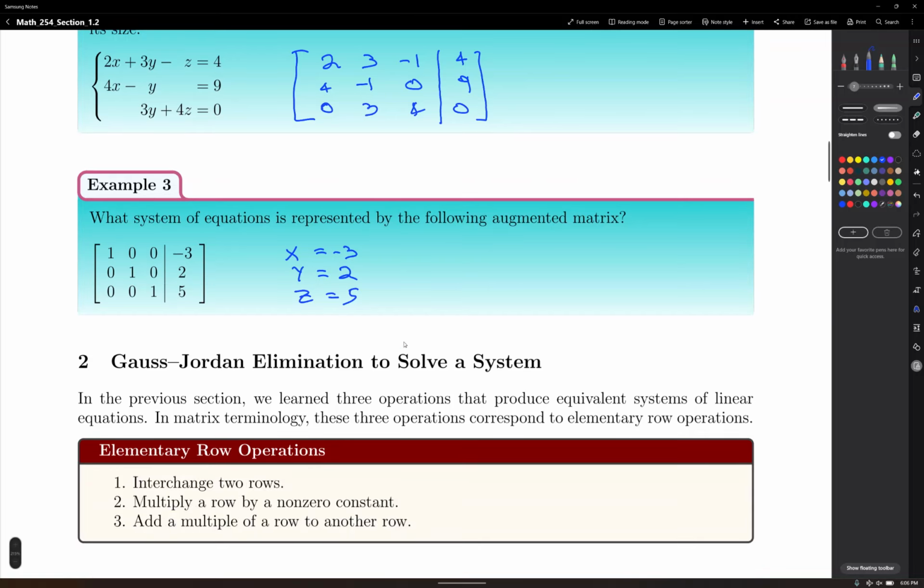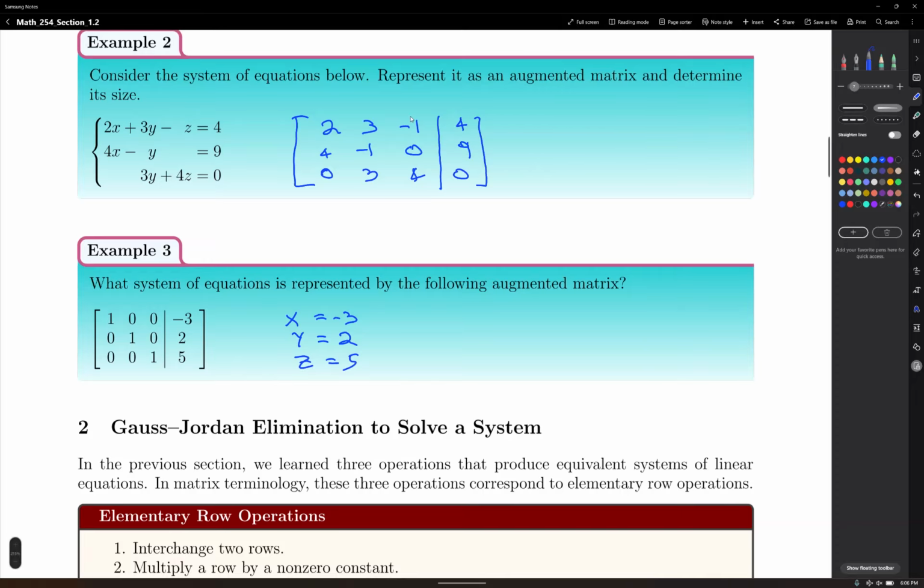Okay, Gauss-Jordan elimination to solve a system. Again, we're going to do exactly the same process we just did at the end of the previous section. However, we're going to do that with these matrices, no longer x's, y's, and z's, or x1, x2, etc. It's a more compact notation. It's better than having to write a lot. It takes a lot of time to write all of those, all right?